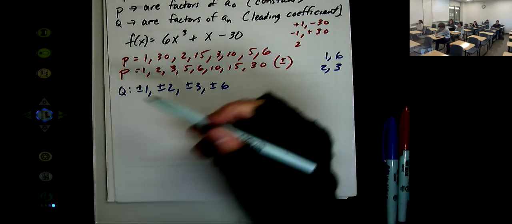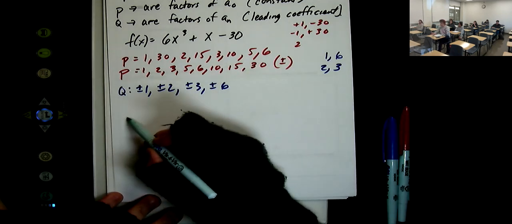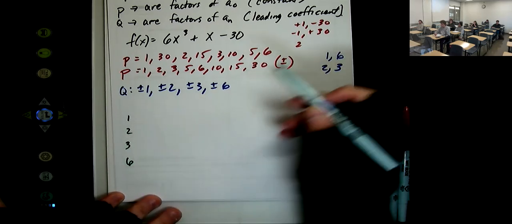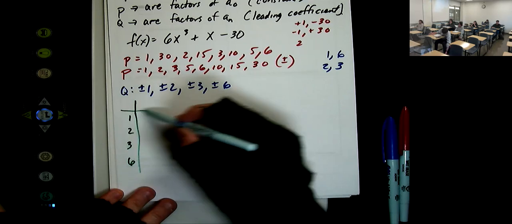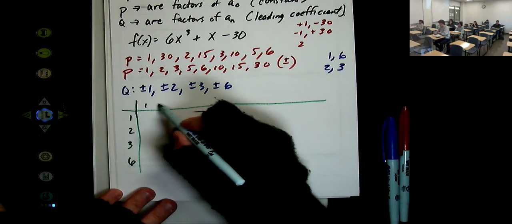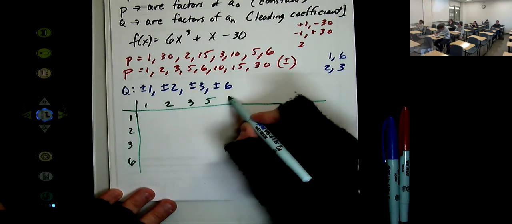So one way of doing this, if it helps you, make it like a list of the Q's. You don't need to bother with the sign for now. Oh, this is actually a great way to do it. I'm coming up with a new way to explain this right now.